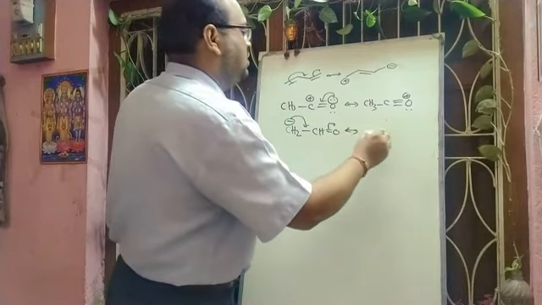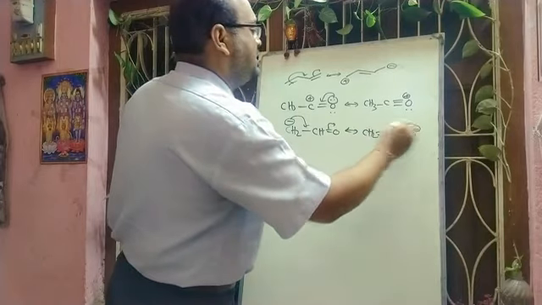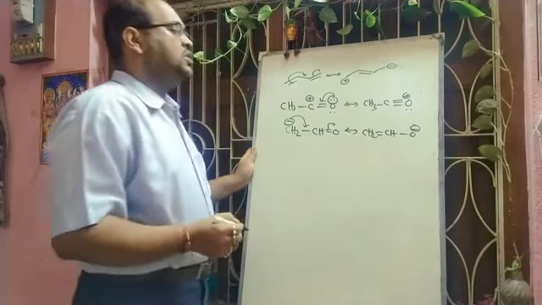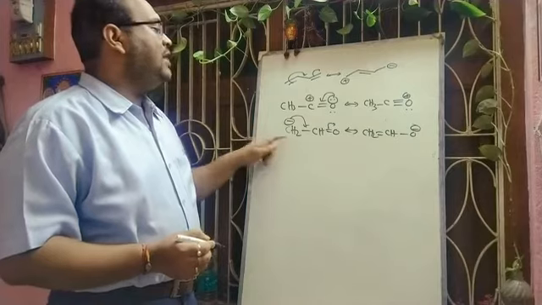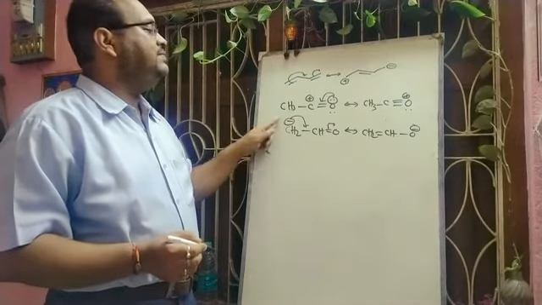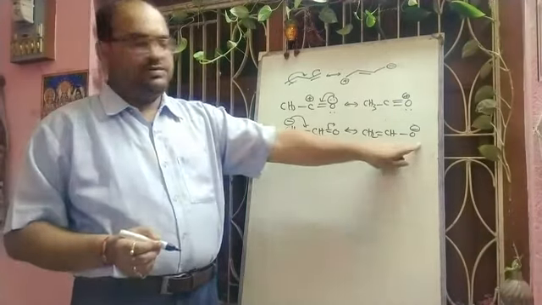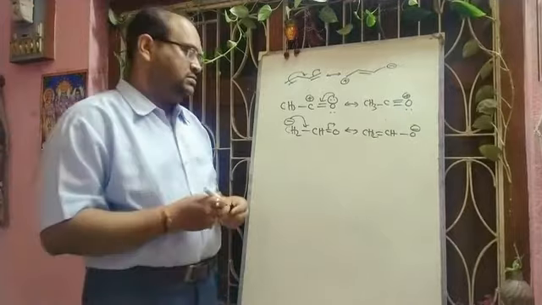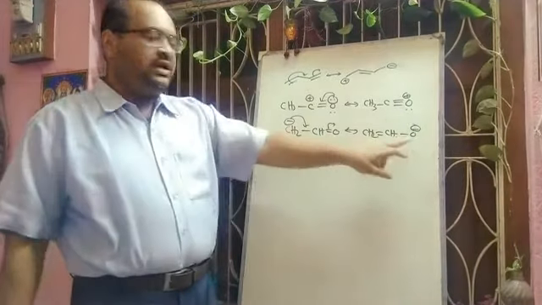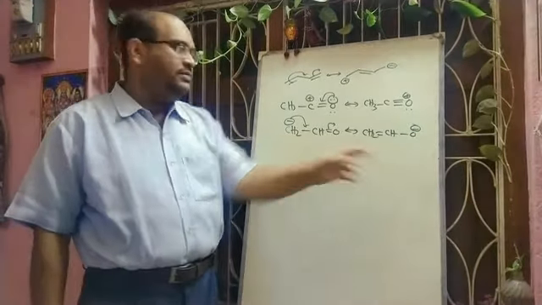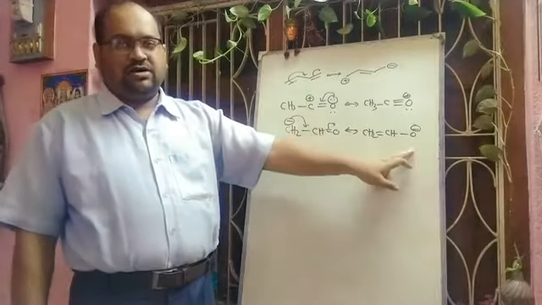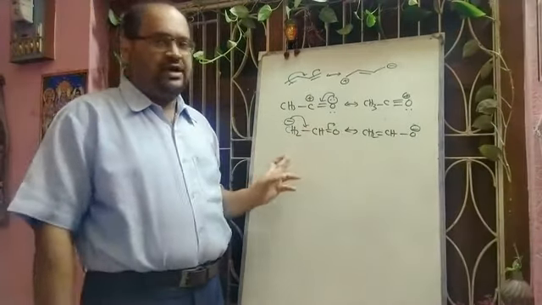There is CH2=CH-O minus. So in one case the carbon is negative and in another case the oxygen is negative. Which one is more stable? Definitely this one is more stable, because oxygen is more electronegative than carbon. So oxygen will prefer the negative charge compared to the carbon.